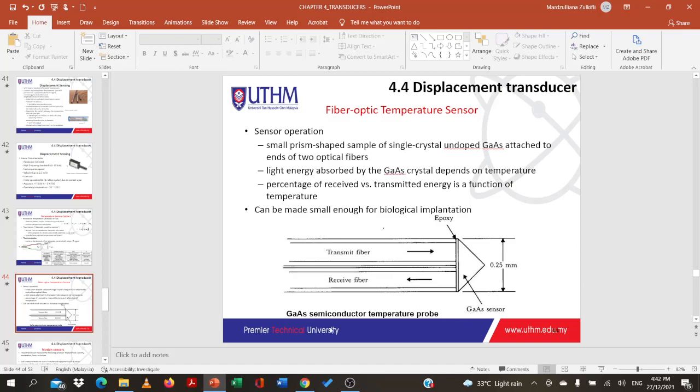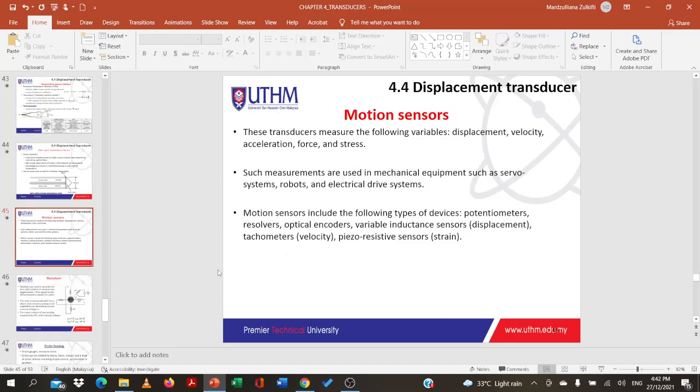Nothing important here, but yeah, you all can read here. And also about motion sensor, here we can see this transducer measures the following variables: displacement, velocity, acceleration, force, and also stress. Such measurements are used in mechanical equipment like servo systems, robots, and also electrical drive systems. Other than that, motion sensors include the following types of devices: potentiometer, resolver, optical encoder, variable inductor sensor, and so on.